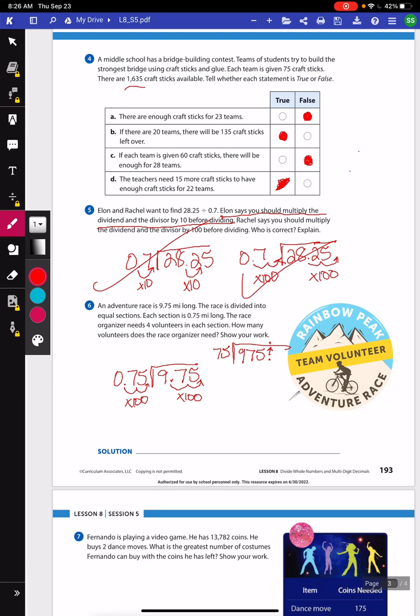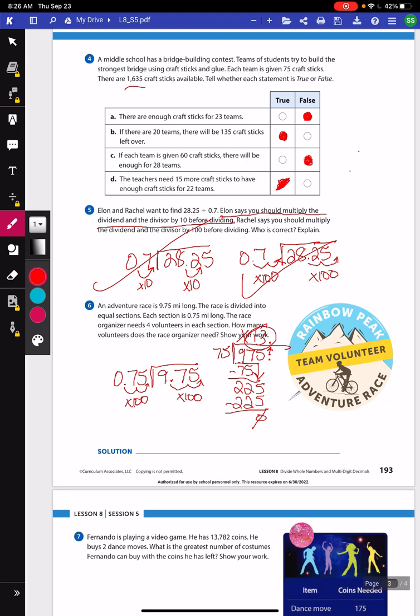All right, can 9 answer the door? No. Can 97 answer the door? Yes, 75 can go into 97 one time. 1 times 75 is 75. Subtract, and you get 22. Bring down your 5. 75 can go into 225 3 times, and 3 times 75 is 225. Subtract and get 0. Nothing else to bring down, so you are done. So you should get 13.